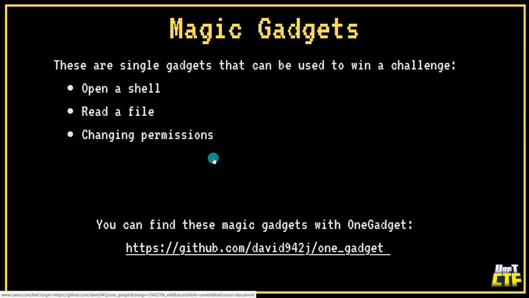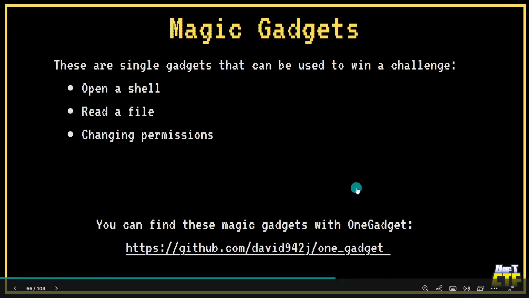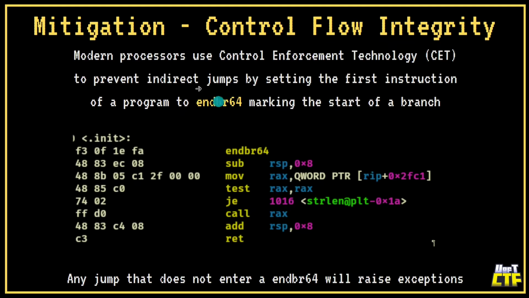So there's this tool, one_gadget. I haven't actually used it, but it should essentially search your binary for any of these magic gadgets.